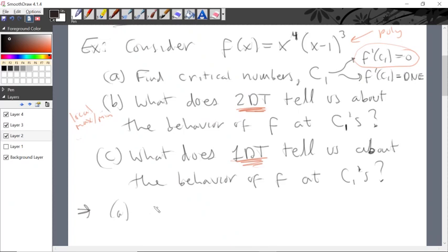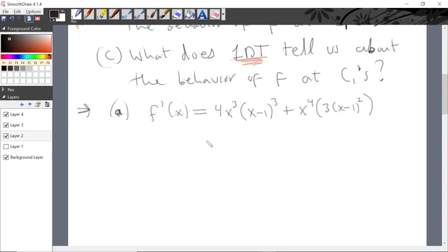Part A, well, we need the derivative, f prime of x. We'll take that by the product rule because I don't feel like expanding this polynomial. So we have 4x cubed times (x minus 1) cubed plus x to the fourth times 3 times (x minus 1) squared. What do we want to do? We want to set this equal to 0. So 0 equals this, and then we can solve it.